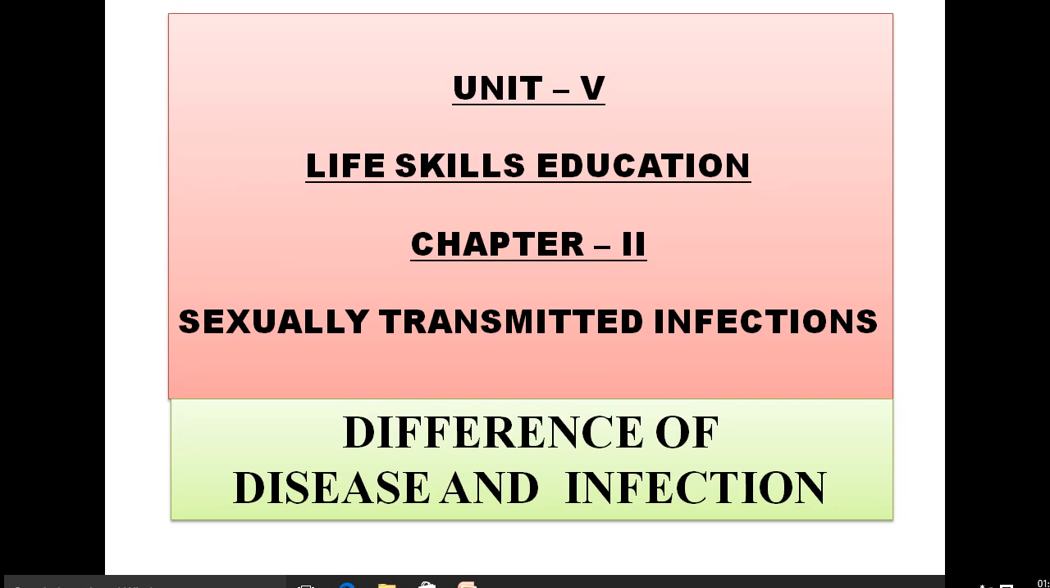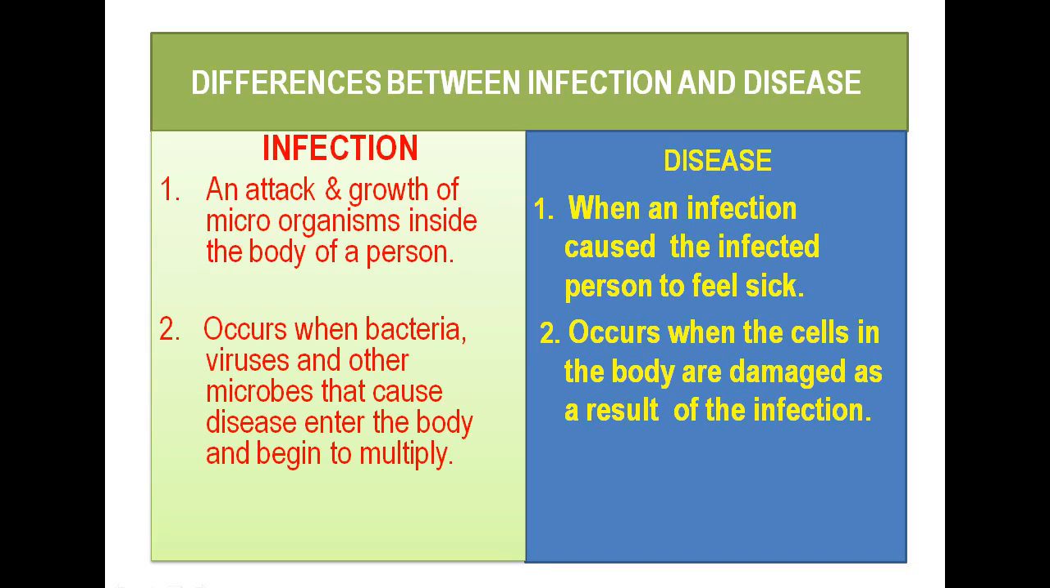Now let us see what the key differences between infection and disease are. There are 4 key differences between these two. Number 1 is that infection is an attack and growth of microorganisms inside the body of a person, whereas a disease is when an infection causes the infected person to feel sick.